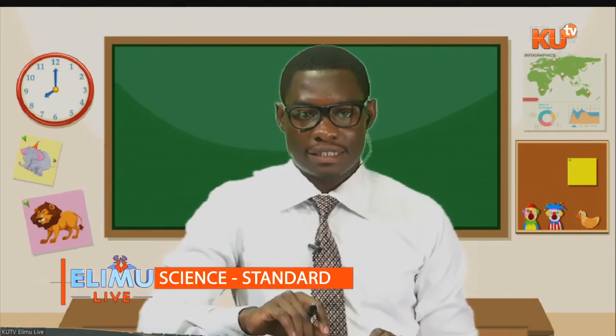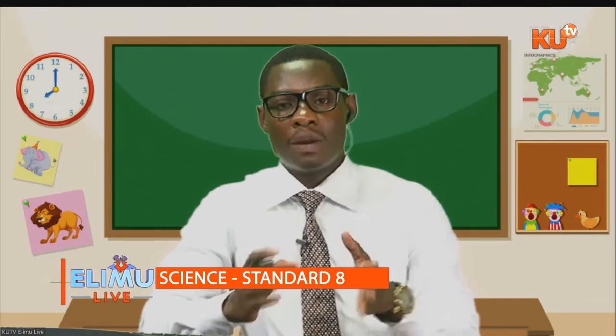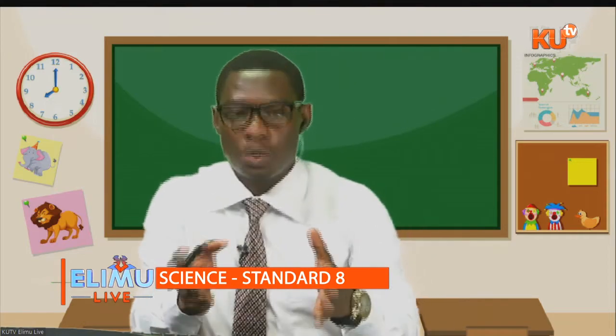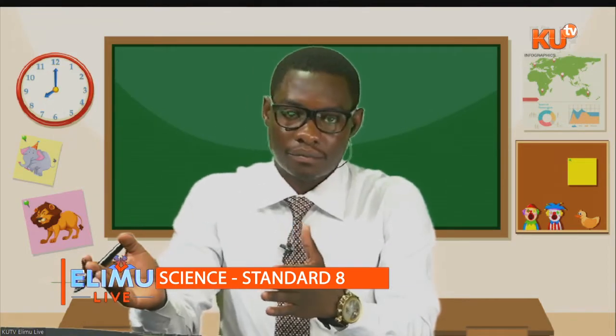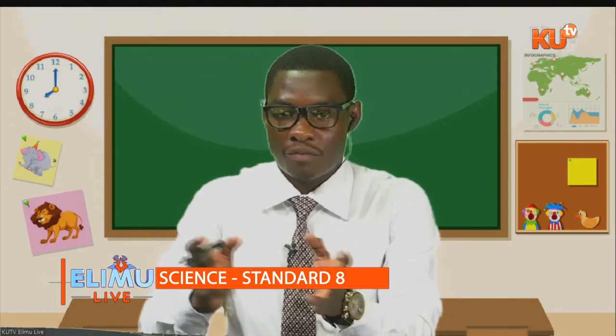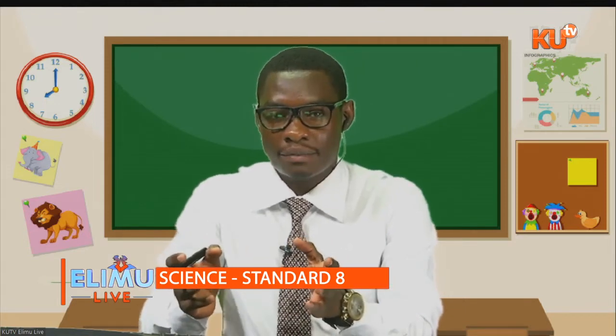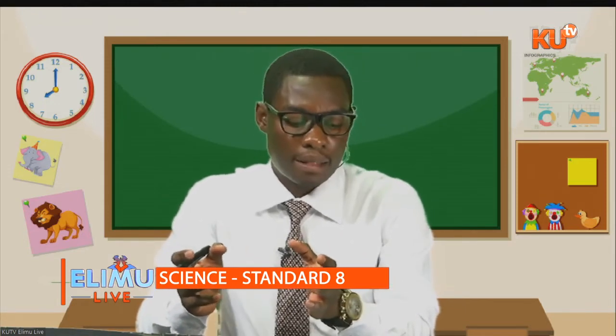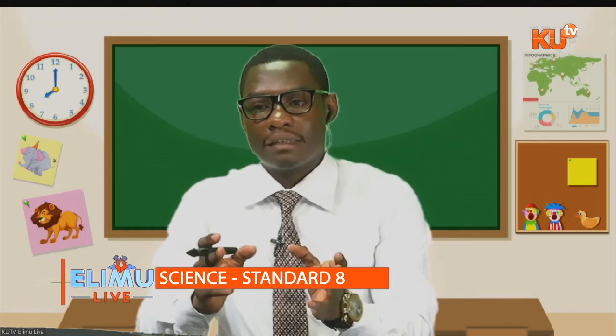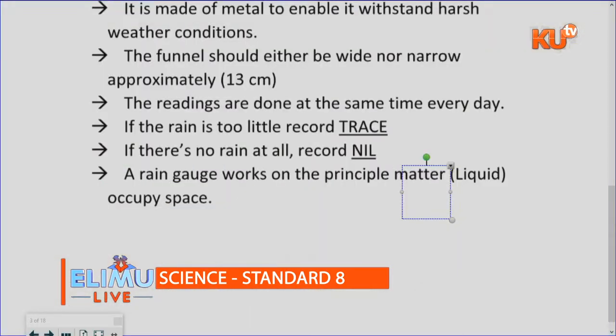Now, a wind vane has an arrow and it has a tail. I'll be showing you the diagrams shortly. Just be patient. So the arrow, yes, okay.